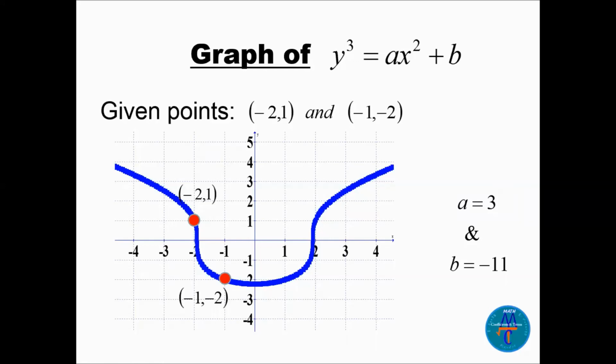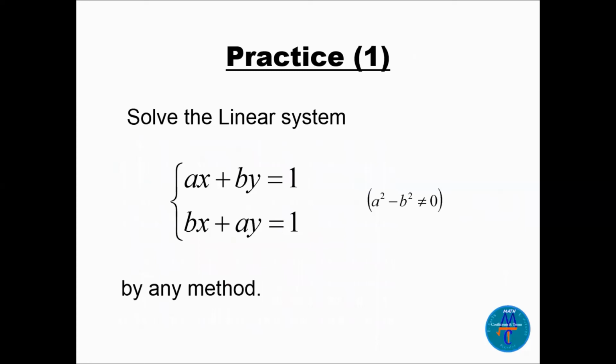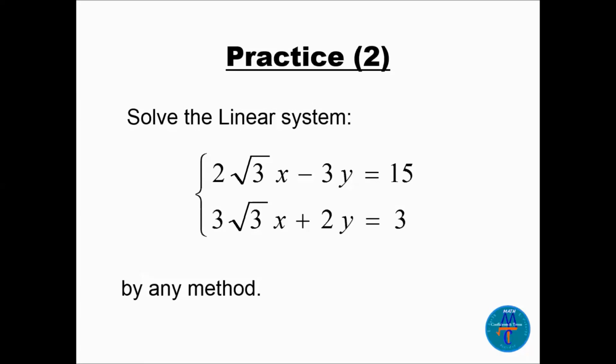Okay, now what I will do, I will leave for you 2 questions. I will call the first one practice 1. Solve the linear system ax plus by equals 1, bx plus ay equals 1, where a squared minus b squared cannot be 0. So a and b are not given here, they are variables, but you have to find x and y. Solve this linear system by any method you like. I will put the answer in the last slide, only the answer. You can practice yourself.